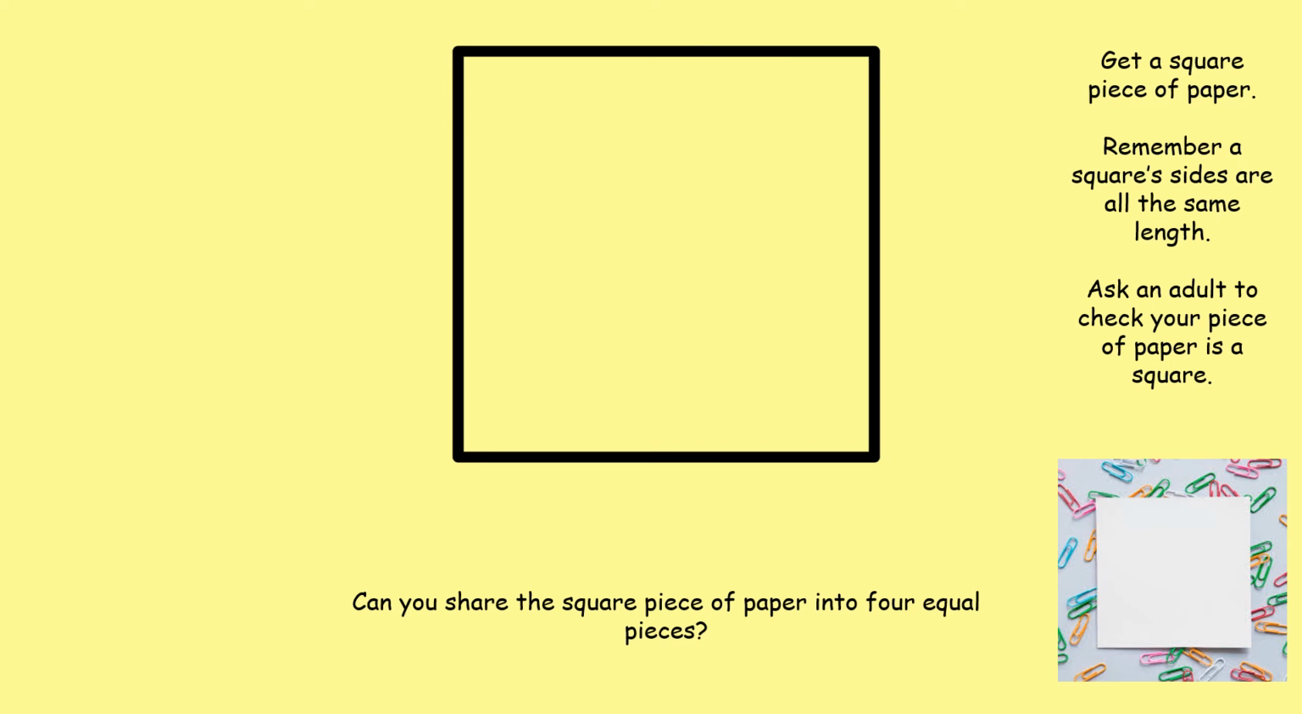If you haven't got a piece of paper, children, have a look at the square on the screen and think, where could you draw the lines, okay, to get 4 quarters, 4 equal pieces? Have a go for me, children.